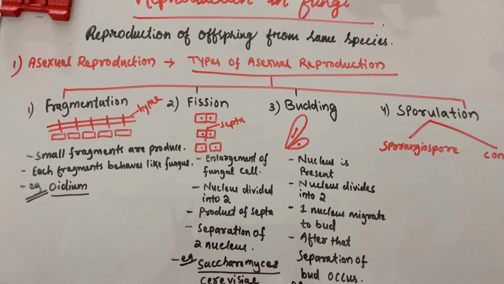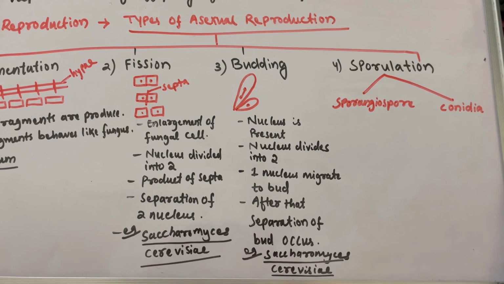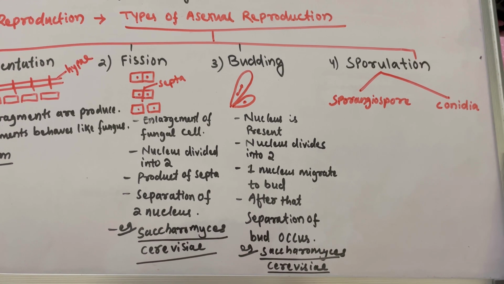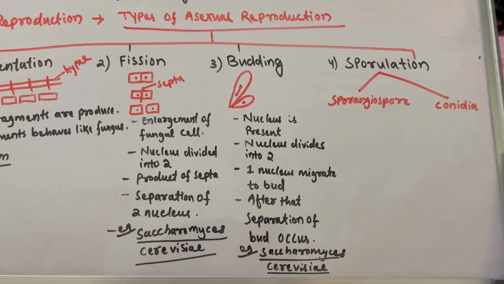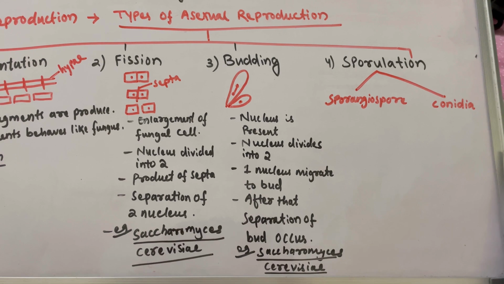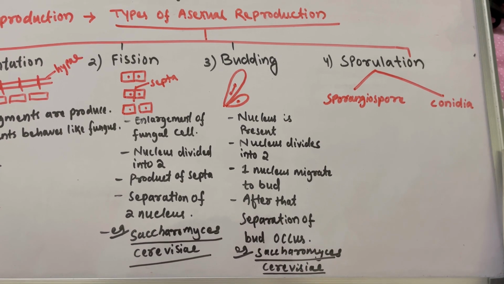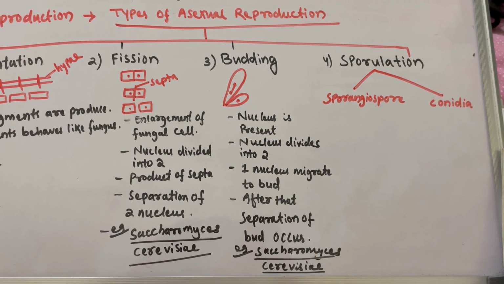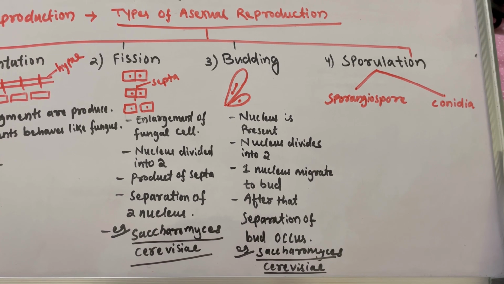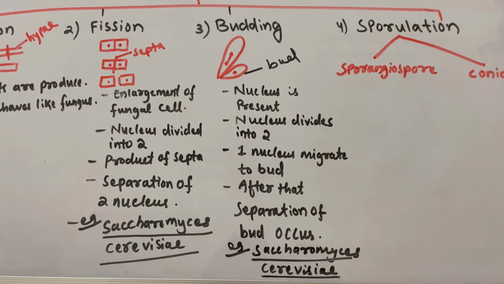Example, oidium. The second one is fission. As you can see here, enlargement of the fungal cell occurs. After that, the nucleus divides into two. There is a production of septa. And after that, separation of the two nuclei occurs. Example, Saccharomyces cerevisiae.